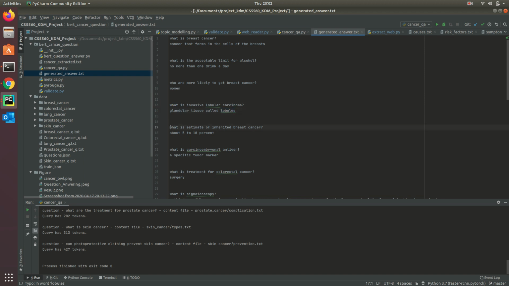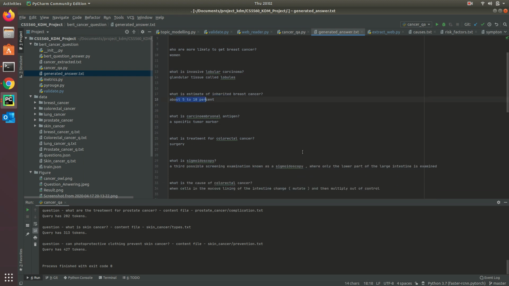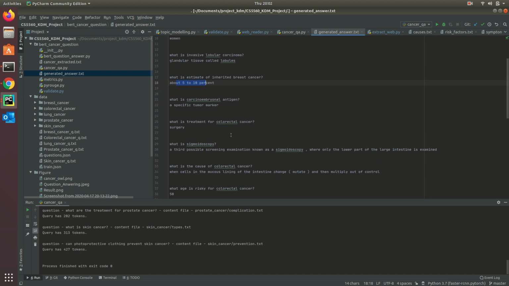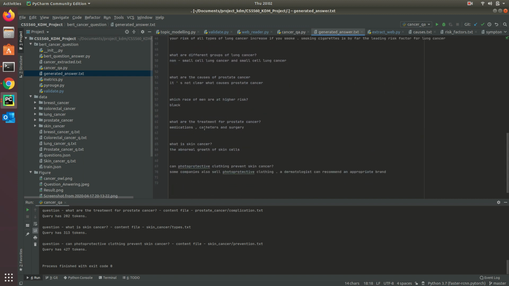And we also asked, what is the estimate of inherited breast cancer from the elder generations. It said about 5 to 10%. It has pretty closely extracted the right set of answers with a good amount of confidence. And this concludes that our Bert-based question answering system was able to give the right level of information based on the information feed that we have passed into it. Thank you.